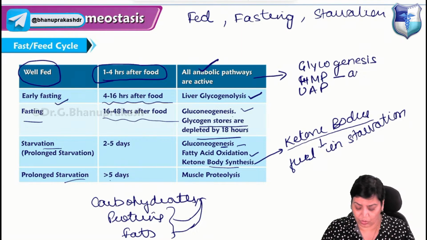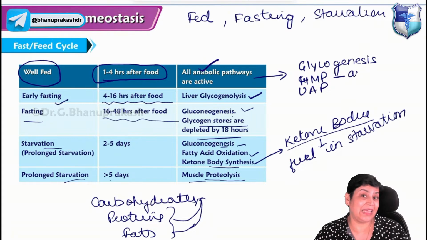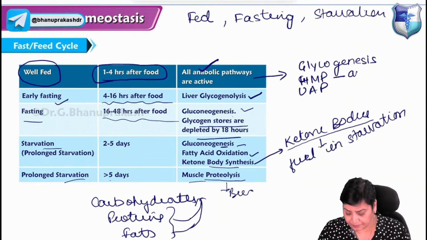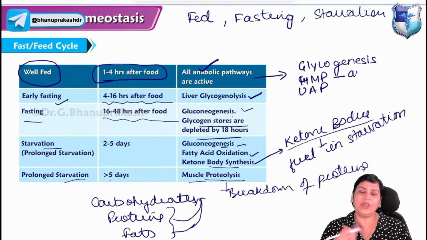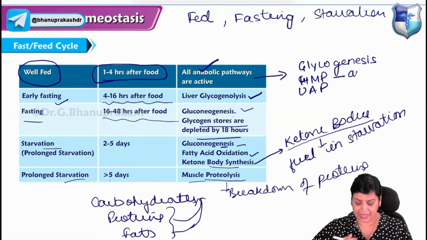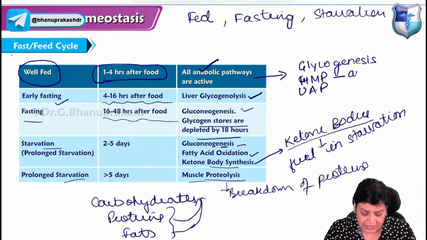Then prolonged starvation, more than 5 days. Then muscle proteolysis will start, there will be breakdown of the proteins in the muscle. So we call it a fast feed cycle. Fast feed means it's a cycle basically when we are having consumption, then fasting, then again feed. So fasting, then going towards fed, then going towards fasting, then again feeding a child or feeding ourselves. So this is known as the fast feed cycle.